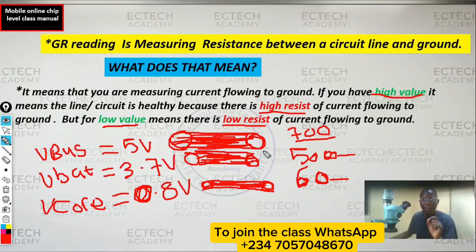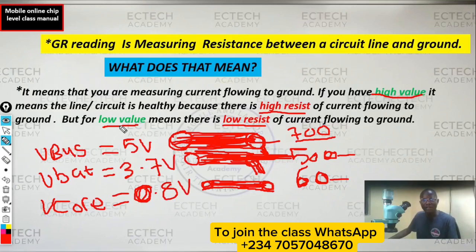Now we are measuring in this 5 volts and we have a high value. This means that the current that is leaking to the ground is very small, because there is high resistance to current flowing to the ground. You understand? So this means that in that line, much current will flow. Now for 3.7 volts, the current going to the ground can increase a little bit compared to 5 volts, and much current is flowing to the circuits.